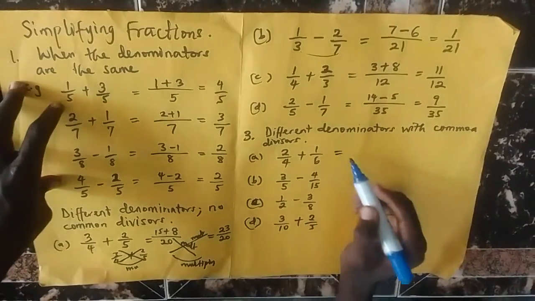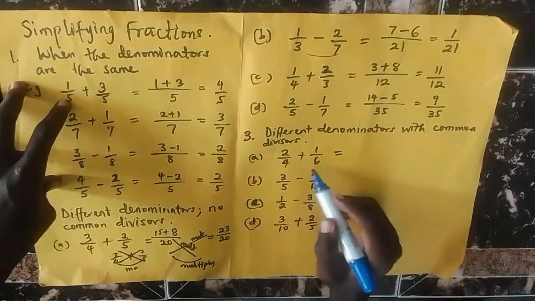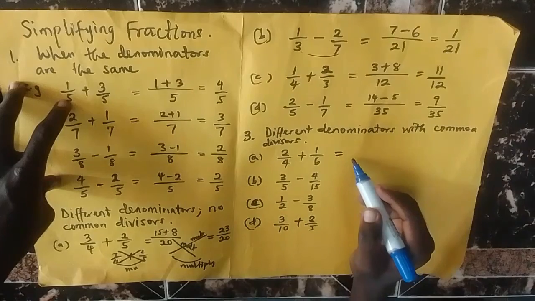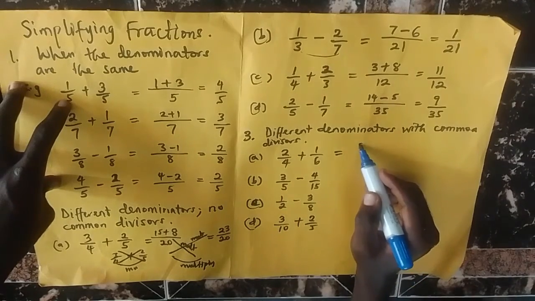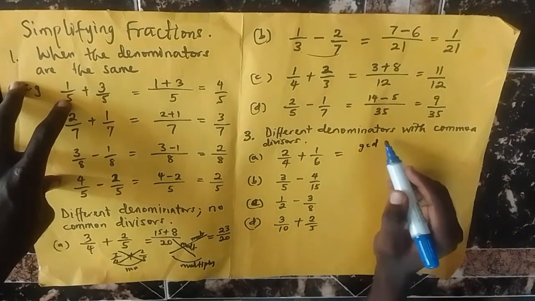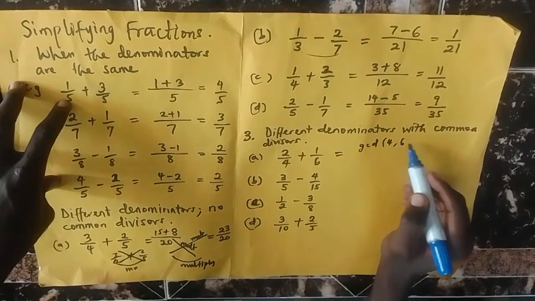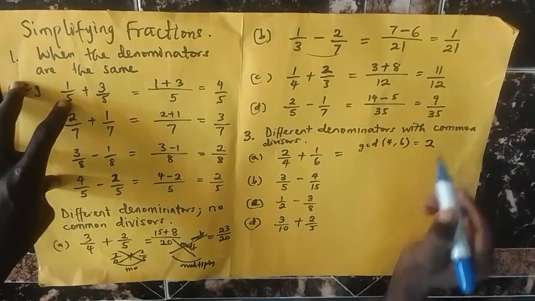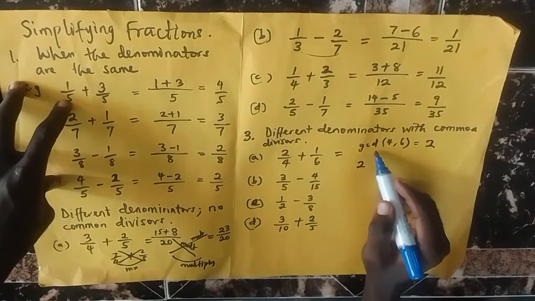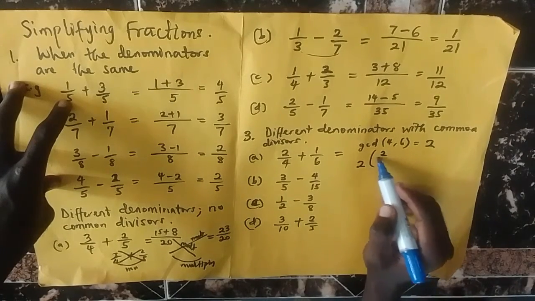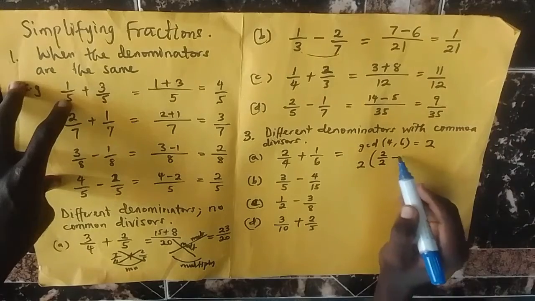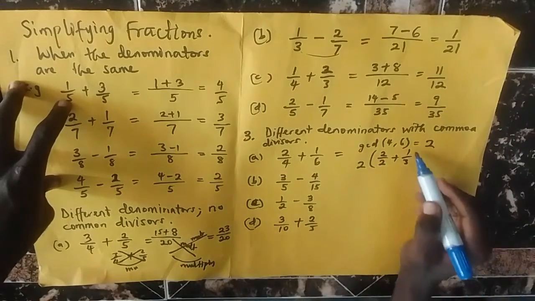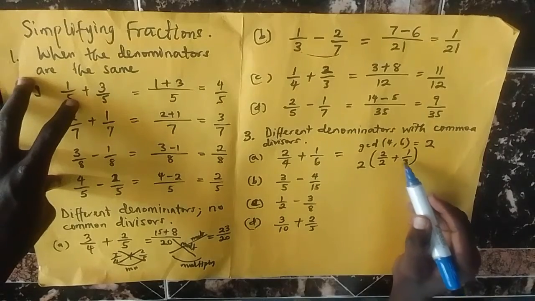So in this case, what you do is bring out the GCD, the greatest common divisor. We need the GCD of 4 and 6. So we bring it out, that's 2. Then we have 2 over 2 plus 1 over 3. And we continue like before.